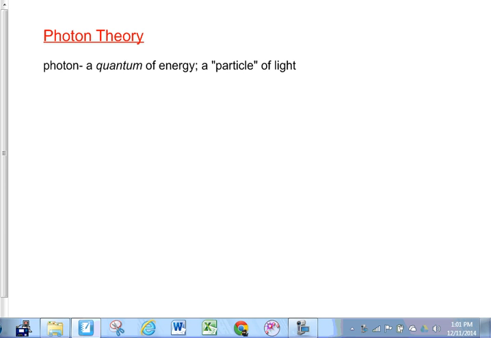Up until yesterday, we unequivocally accepted that light or electromagnetic radiation is a wave. But yesterday we learned something else. Not that light isn't a wave, but rather that light is a wave and a particle. It has both a particle nature along with the wave nature. We call it a wave-particle duality.